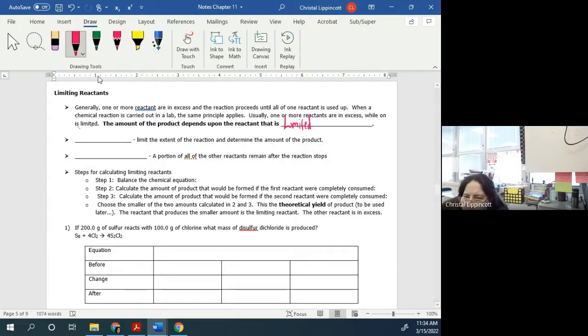The limiting reactant limits the extent of the reaction and determines how much of the product you can make. The portion of what's left over after the reaction stops of those reactants is called the excess reactant.